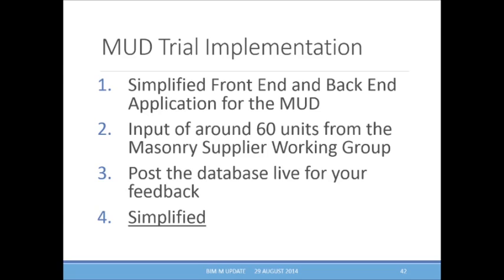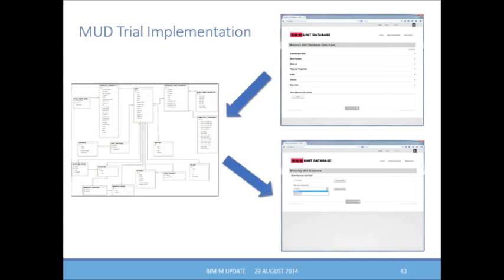And we're imagining that we are going to have some sample units, around 60 units from the masonry unit suppliers in the working group, to input in the database to be tested actually by the manufacturers and also by the users. So we can upload the website that we have created online, so you can actually test it and then give us feedback.